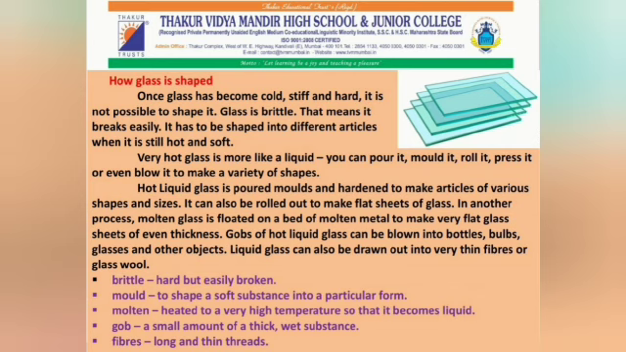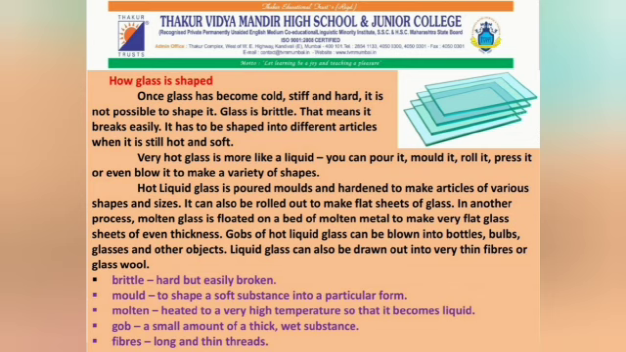In this paragraph, we learn that once the molten glass cools down, it becomes stiff and hard. It is not possible to shape it. Glass is brittle, means it breaks easily. Once the mixture used to make glass gets enough heat, it melts, and this hot liquid glass is poured into molds.